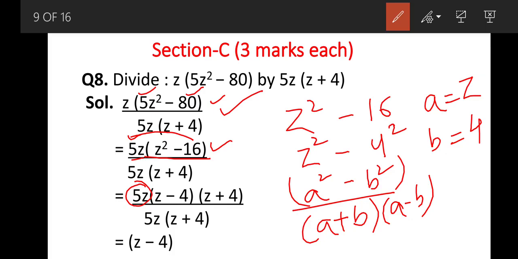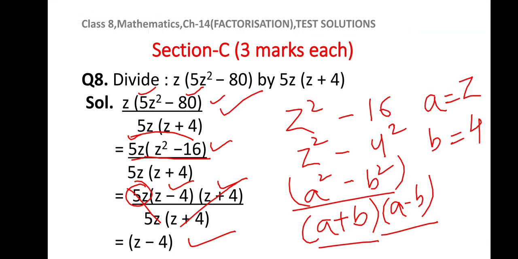So this side is given to us, that is a square minus b square. It is in the question. We need to write it like a plus b into a minus b. So I have written z plus 4 into z minus 4, and we need to divide it by 5z, z plus 4. So we need to cancel out the common factor. This z plus 4 is common, so we have cancelled out. 5z will also be cancelled out, and so our answer will be z minus 4. So this is your answer.